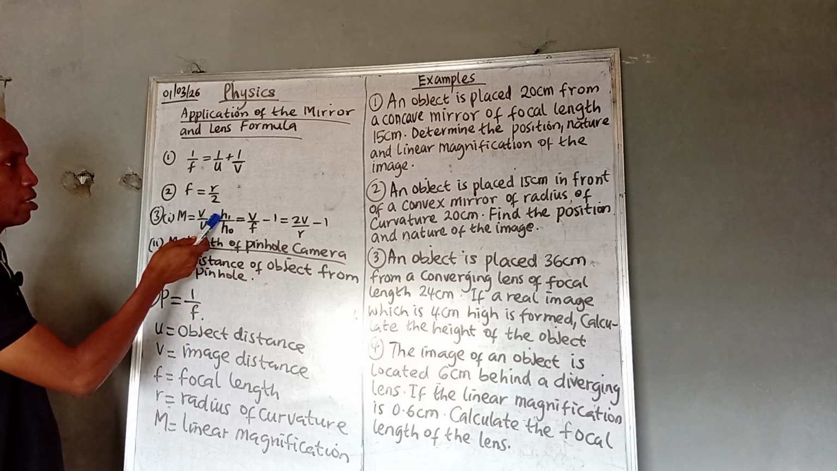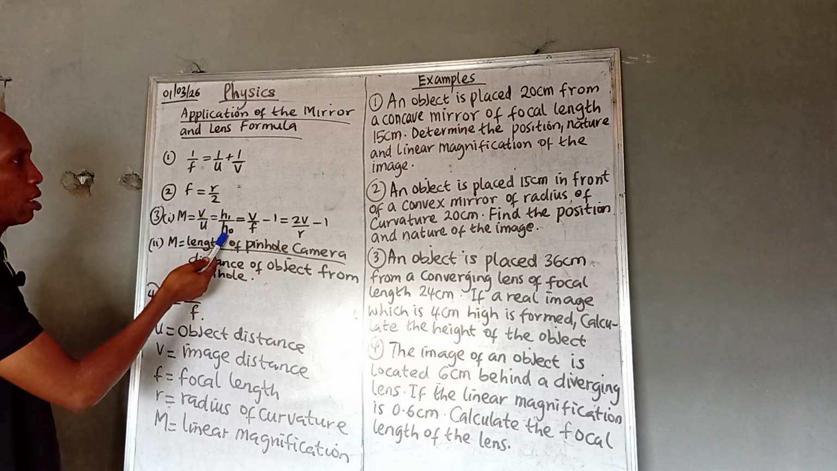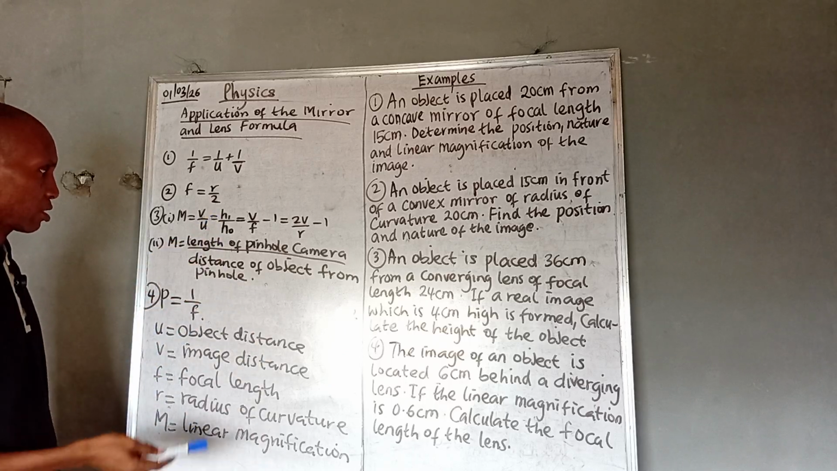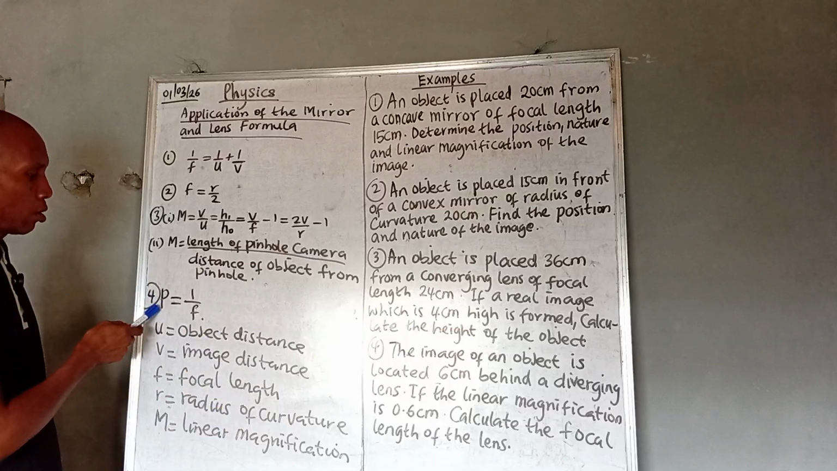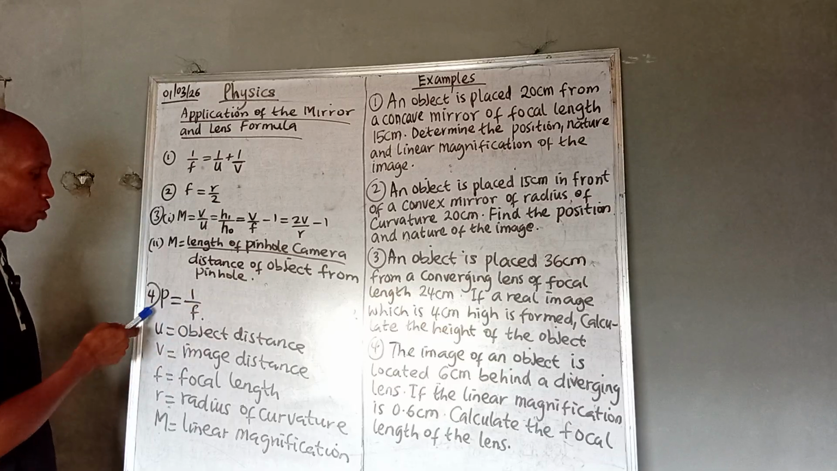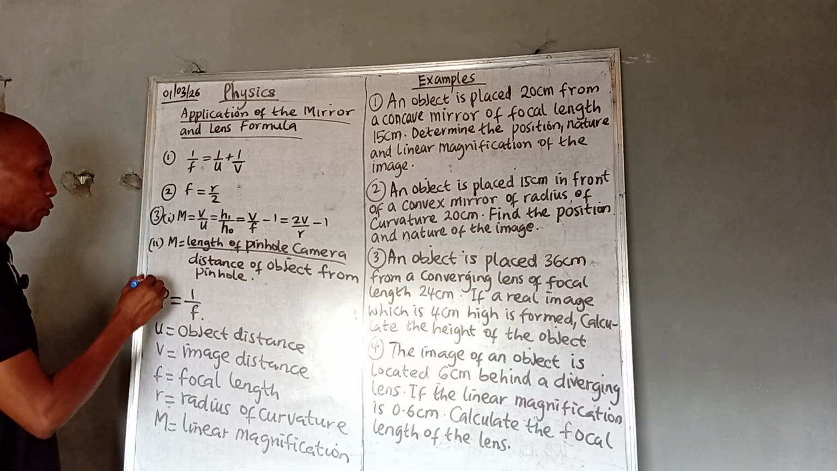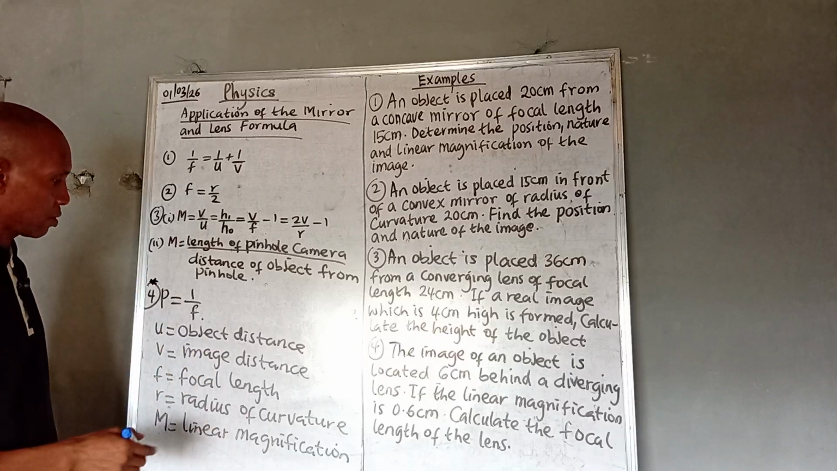Then M stands for linear magnification. Then HI here is the image height. H0 is the object height. Don't forget, P is the power of the lens. The fourth formula is used for calculating the power of the lens. And when using the fourth formula, your focal length must be in meters.